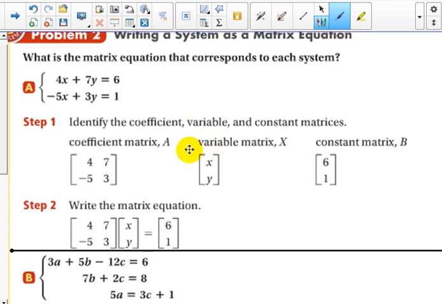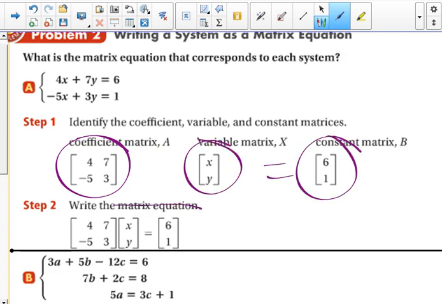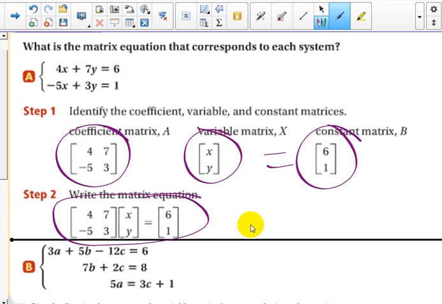So we've talked about that AX equals B. So we can do the same thing here. This is A times X equals B. And here it is right there. Does everybody see that?